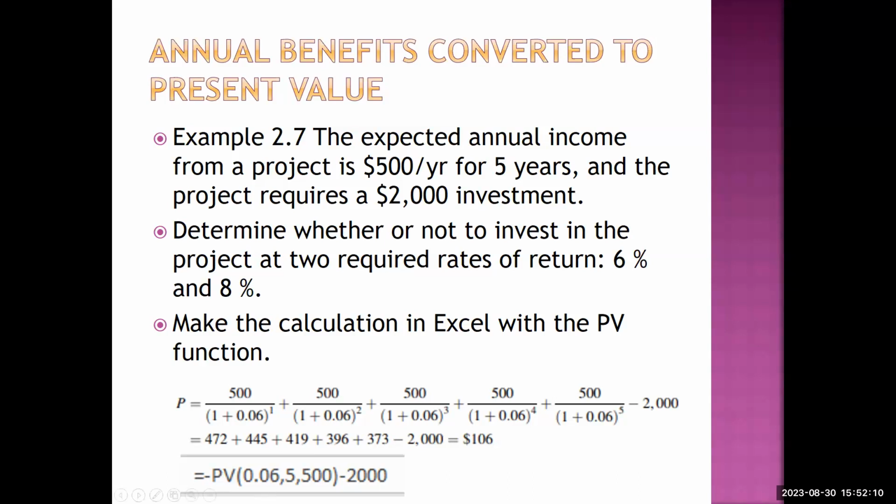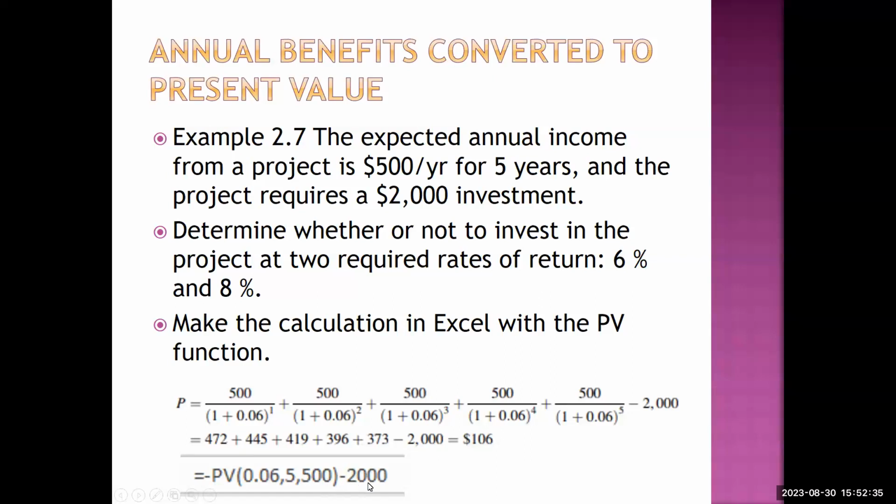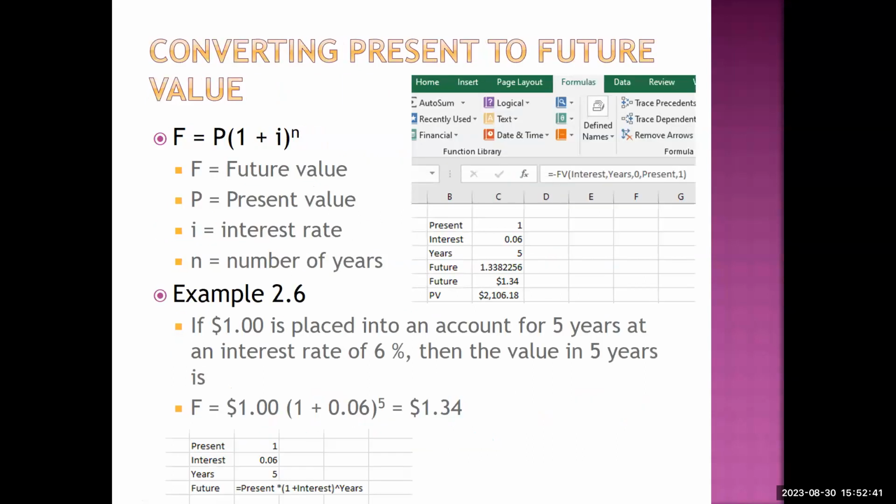Now here's the present value formula. So you can go to the same financial calculations. Actually, this is the future value one, but you could scroll down to present value, put in your rate, your number of periods, and your payment, and then it would calculate this value for you, which is back here: 2,106 for those 5 payments.